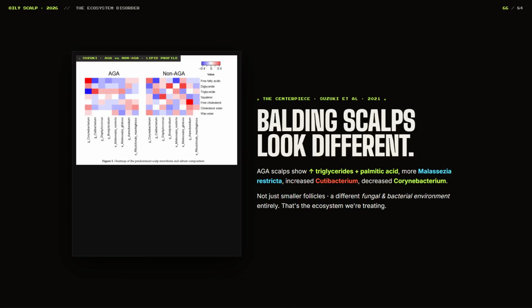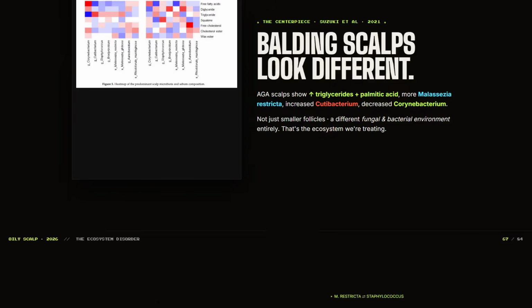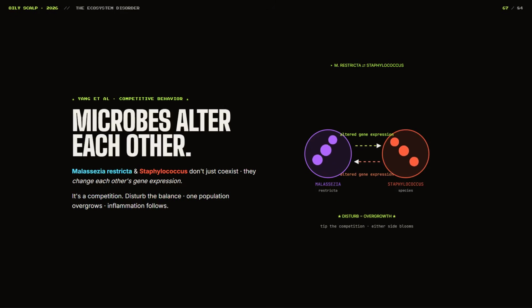The Suzuki et al. paper is the centerpiece because it shows that androgenetic alopecia scalps have altered sebum composition, which leads to higher triglycerides and palmitic acid, where more Malassezia restricta, increased Cutibacterium, and decreased Corynebacterium lead to issues that some people might call a DHT itch. This supports the idea that a balding scalp may have different fungal and bacterial environments and not just a smaller hair follicle density.